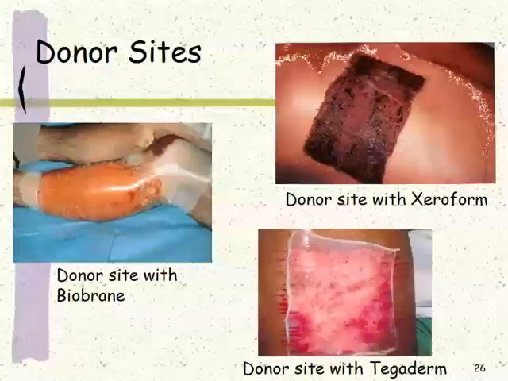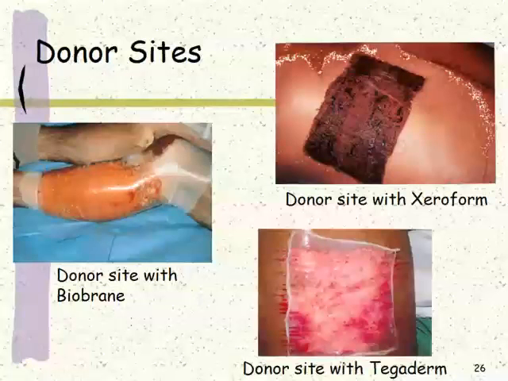Here are some pictures of some donor sites. The one on the left-hand side shows a donor site where skin has been removed and then is covered with BioBrane until that skin can regenerate again. In the right-hand column is a donor site covered with a Xeroform type of dressing, and the one on the right lower part shows a donor site covered with Tegaderm. Xeroform is actually a gauze that's covered in a petroleum jelly type of product.